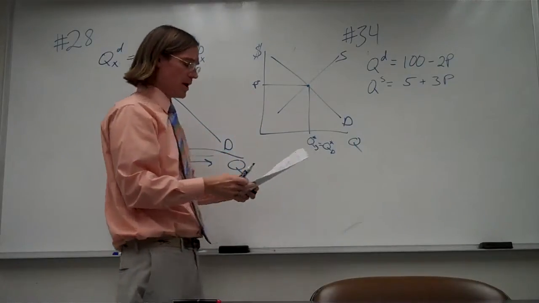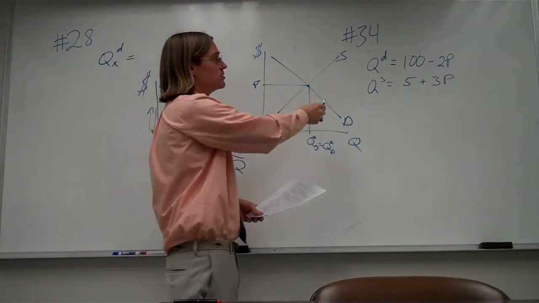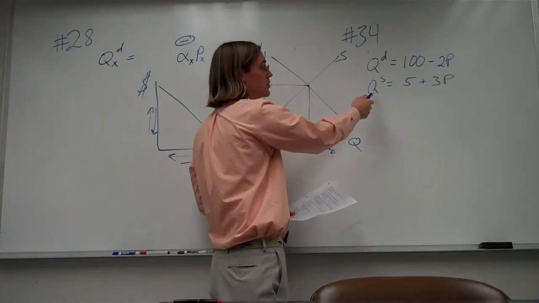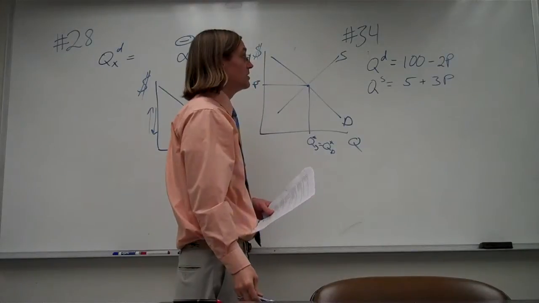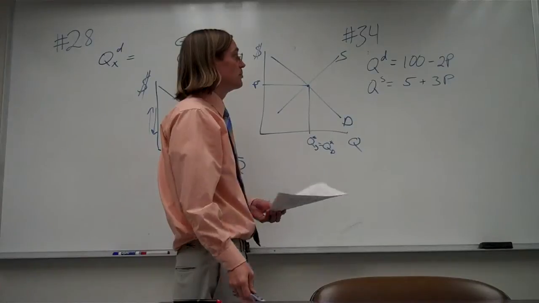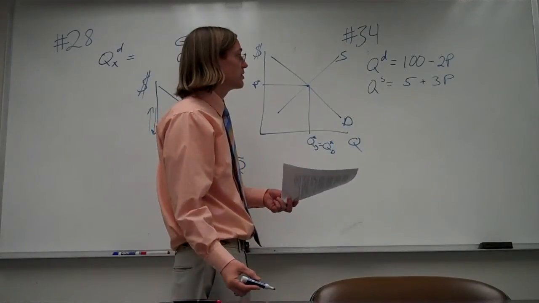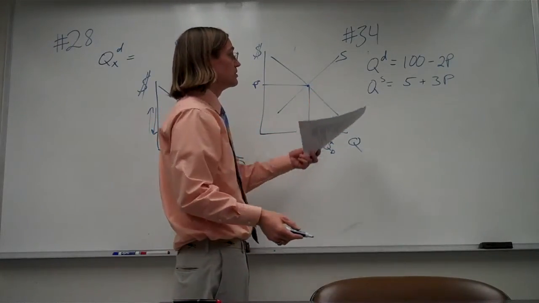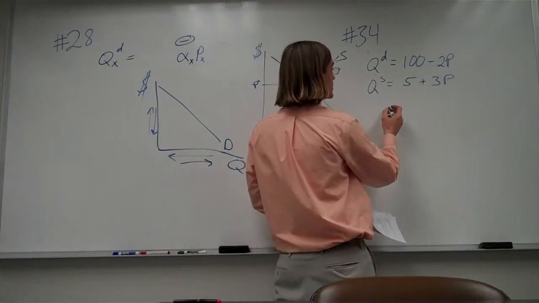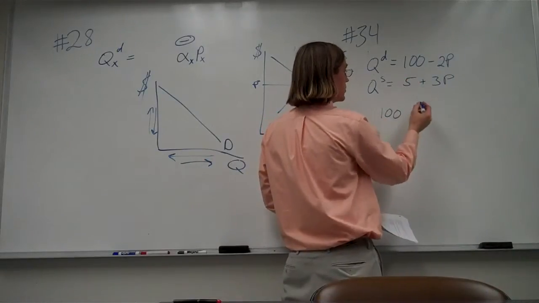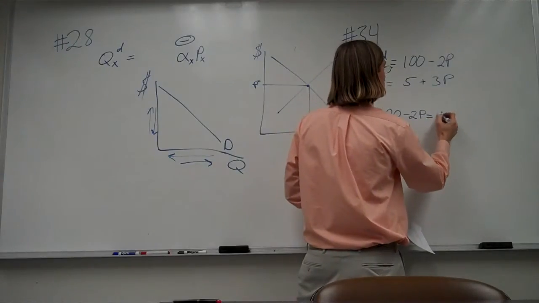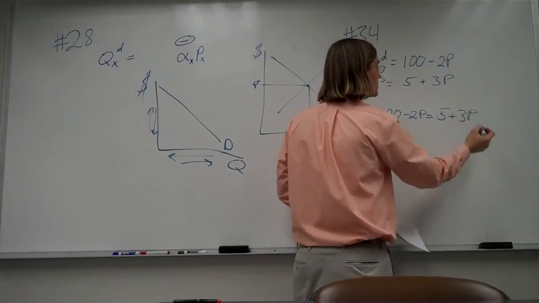And so to figure that out mathematically, we set these two equations equal to each other so that the quantity demanded is equal to the quantity supplied. You can also set the prices equal and solve, but the way it's set up here, it works fairly well. If you set the two equal, the quantities demanded and supplied are going to be the same. So with a little bit of algebra, we can say that 100 minus 2P is equal to 5 plus 3P.